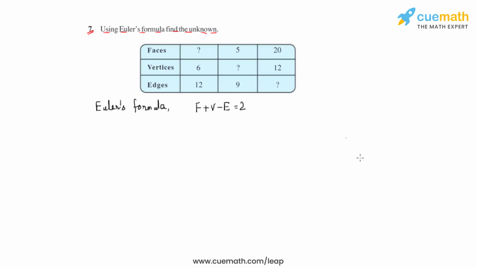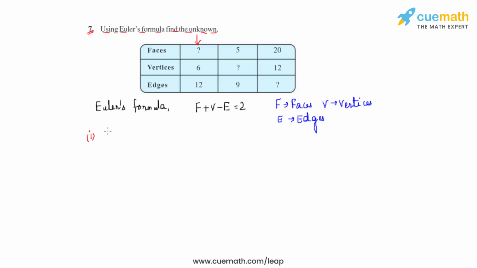And in this equation, we know that f represents the number of faces in the polyhedron, v represents the number of vertices in the polyhedron, and e represents the number of edges in the polyhedron. Now, using this formula, we'll find out the unknown values and we'll take each of the columns one by one. So let us take the first column where we see f is the unknown and the number of vertices and edges are given.